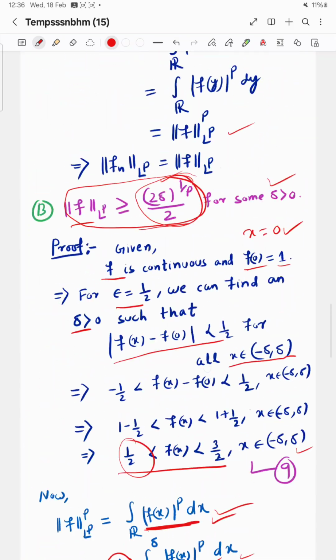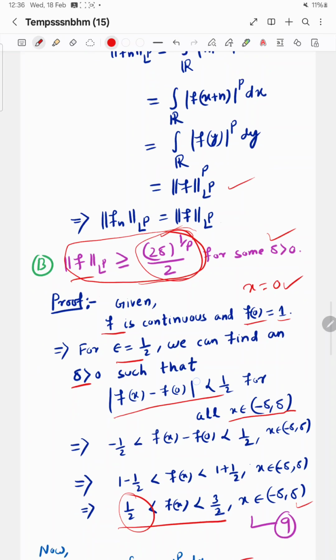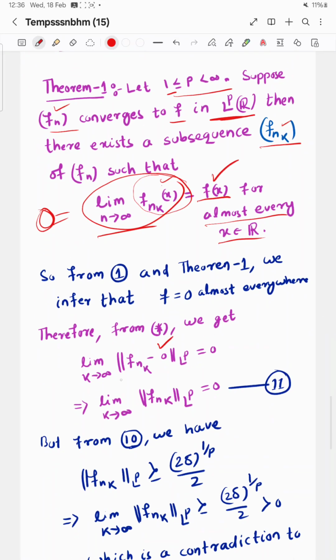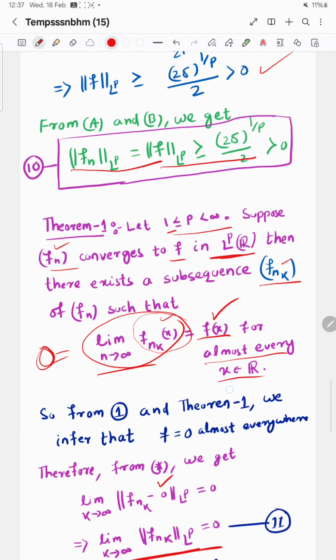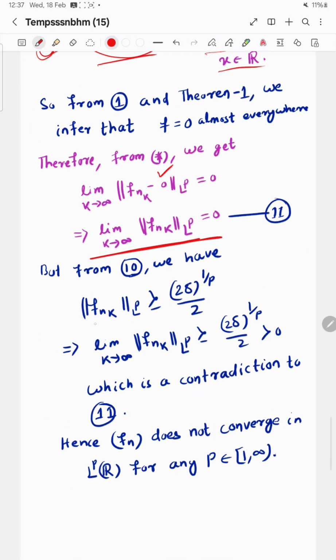If you put f as the 0 function in the star equation, it gives the limit as n tends to infinity of the LP norm of fn equal to 0. If you put the value f equal to 0 here, then you will reach this. But we have established in equation 10 that the LP norm of the fn function is greater than or equal to this positive quantity. So we have already established that.